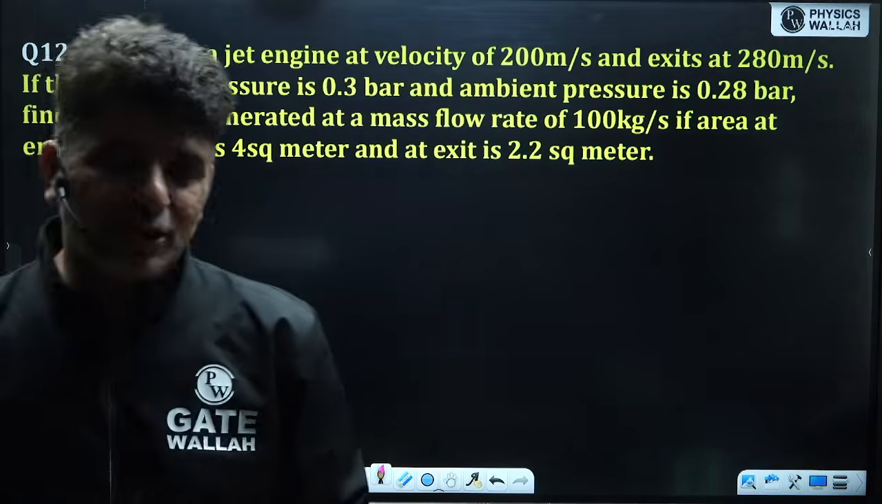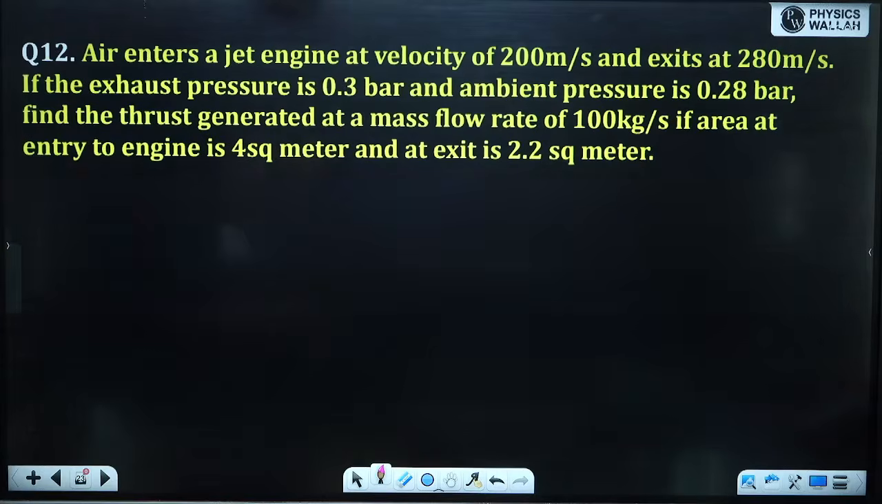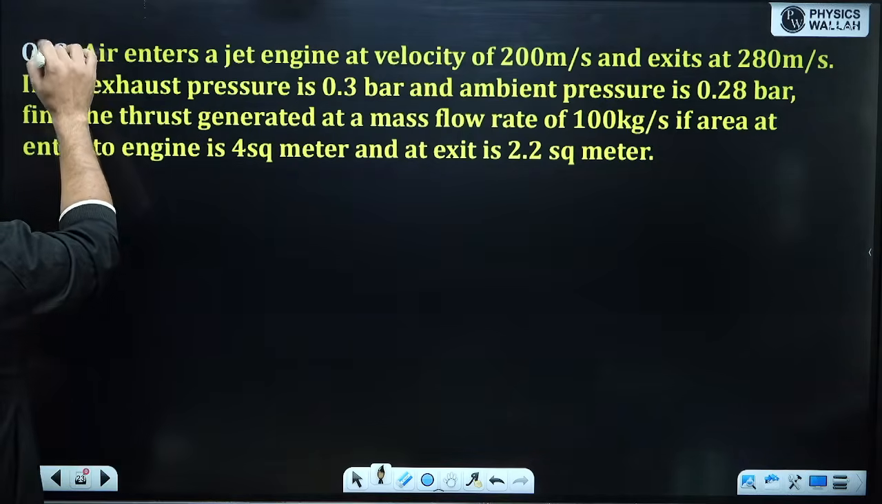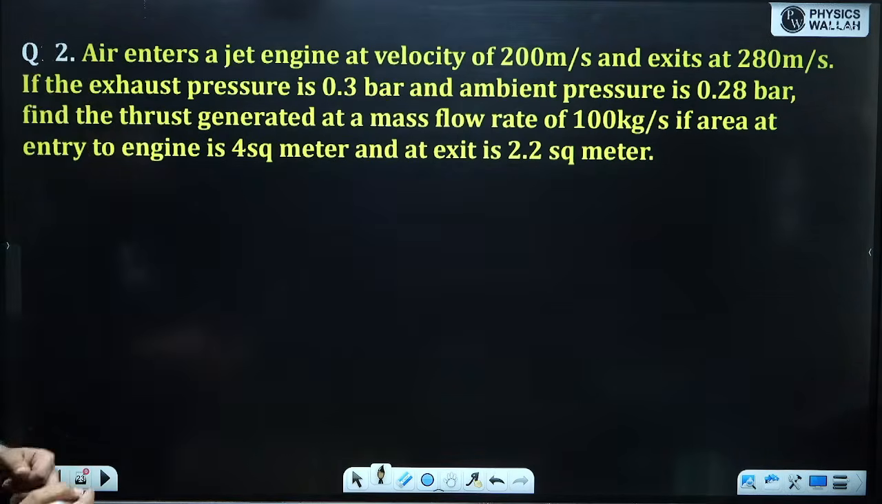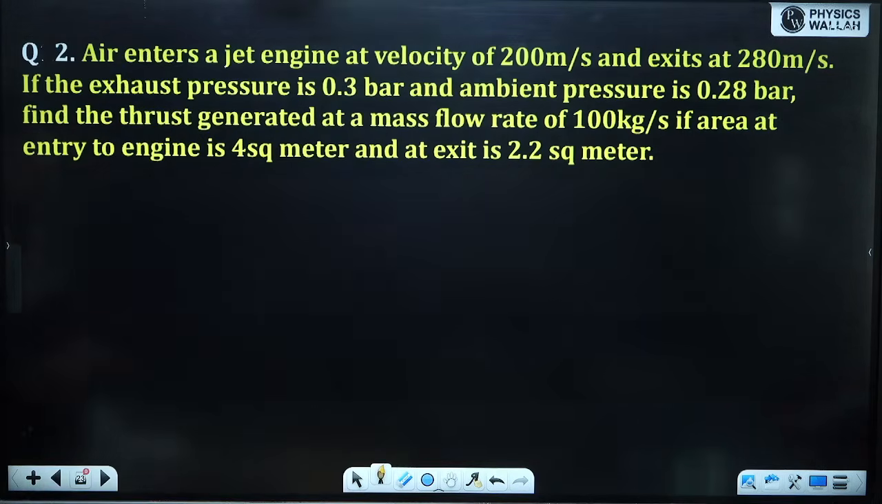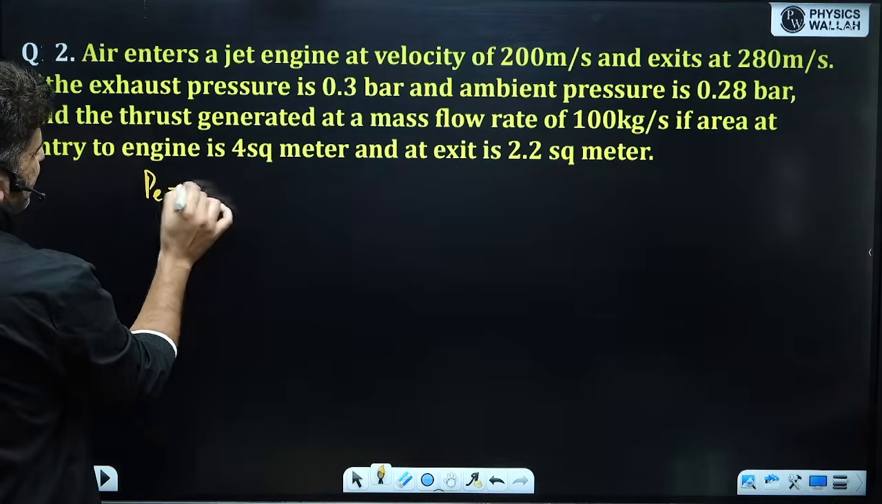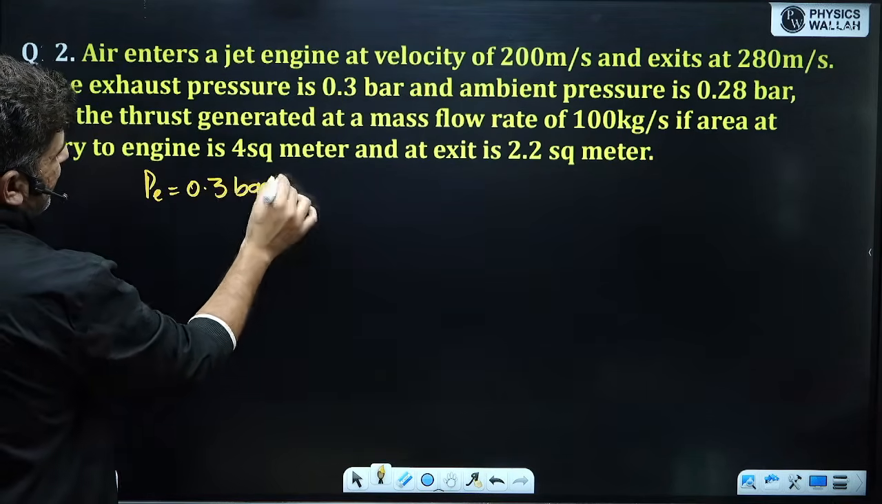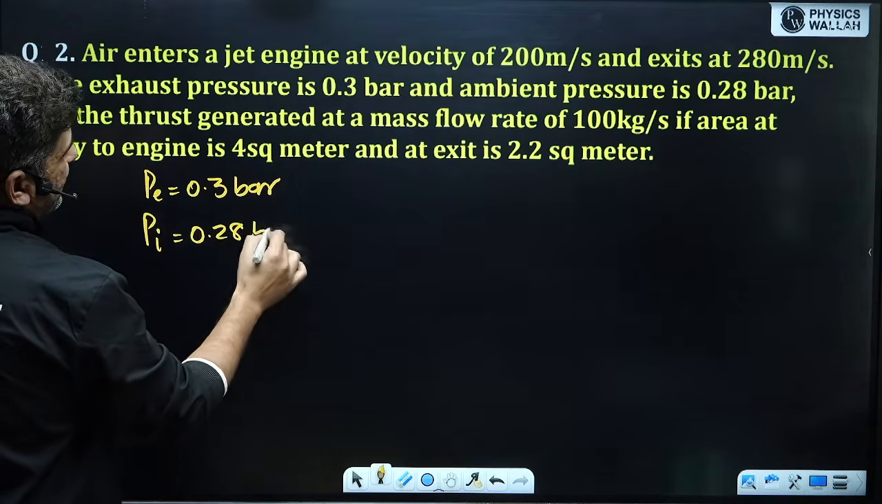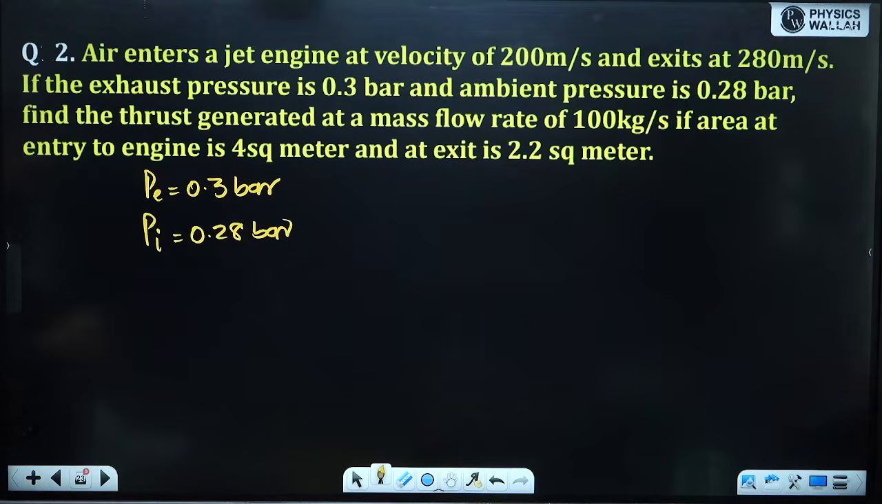Now let's do one more question, which is an extension of this question, but there the pressure force is also given. It says air enters a jet engine at a velocity of 200 meter per second and exits at 280 meter per second. If the exhaust pressure is 0.3 bar, so he has given you P exhaust is 0.3 bar, and P entry is equal to 0.28 bar. Find the thrust generated at mass flow rate of 100 kg per second if the area at entry to the engine is 4 square meter and the area at exit is 2.2 square meter.